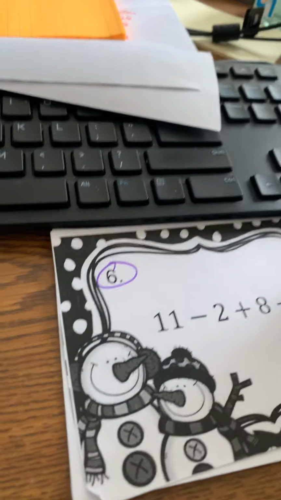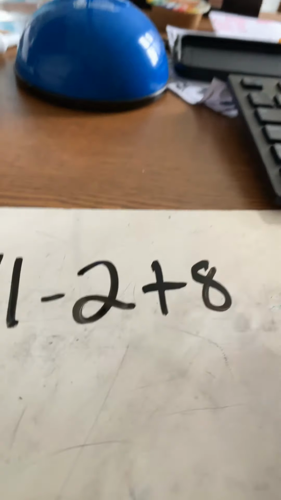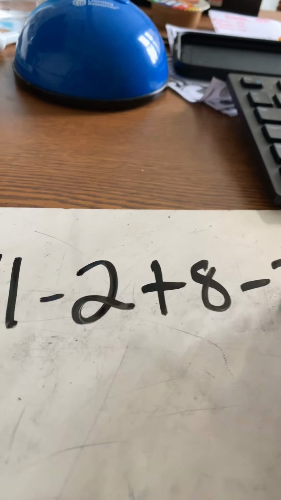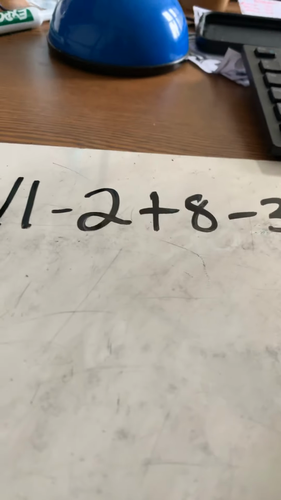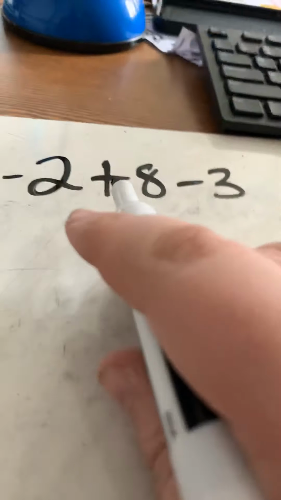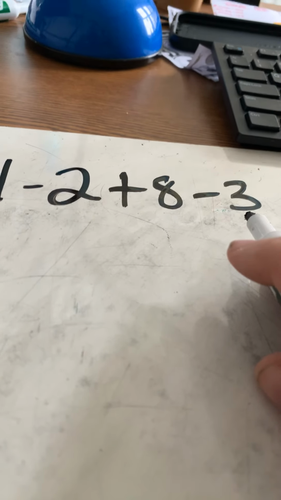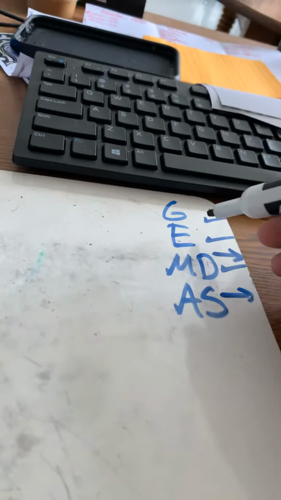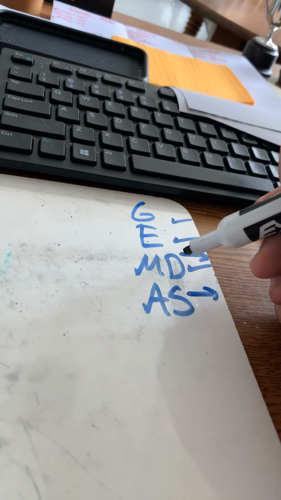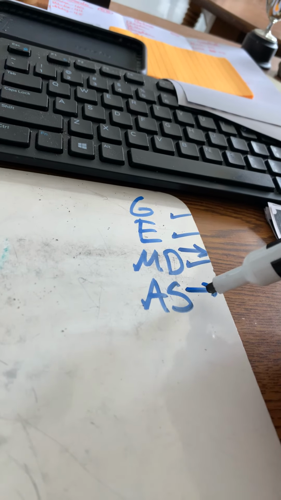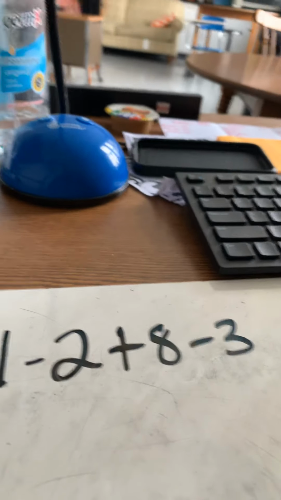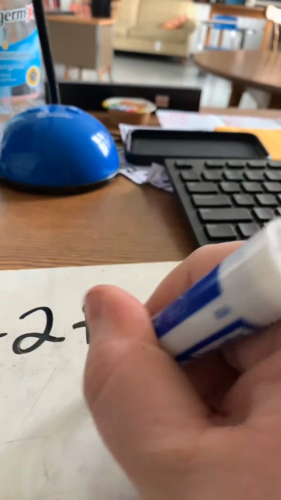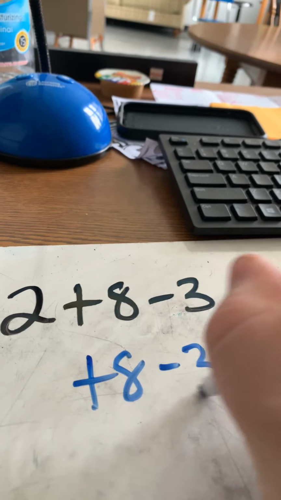All right, so for number 6, I have 11 minus 2 plus 8 minus 3. So I have a subtraction here, an addition here, and a subtraction here. So I don't have any grouping symbols, don't have any exponents, don't have multiplication or division. I've got to remember I have to go from left to right. So I'm going to bring down my plus 8 minus 3.